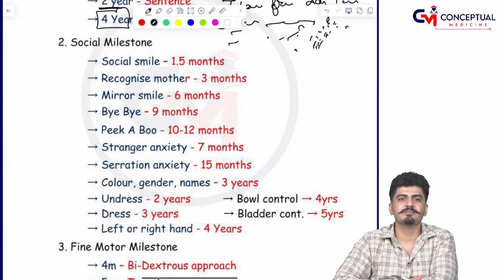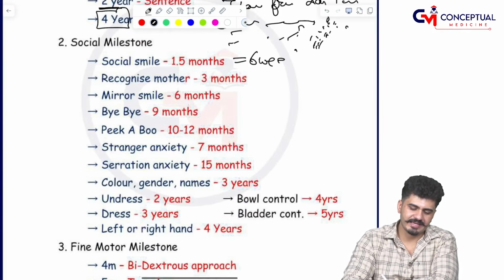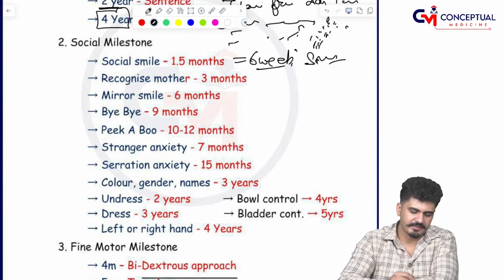Social milestone. Social smile comes at 1.5 months. Can we take that as 6 weeks? Yes, S for 6, S for smile.